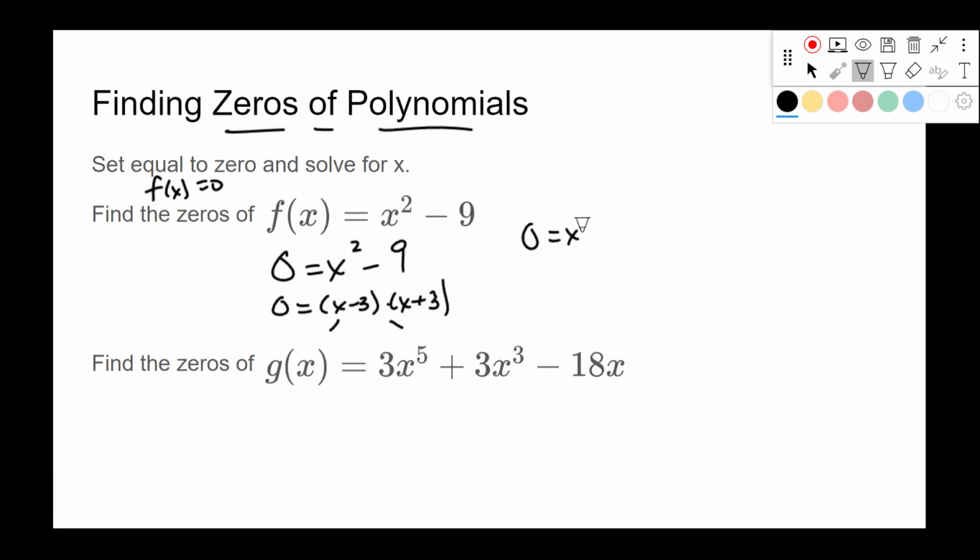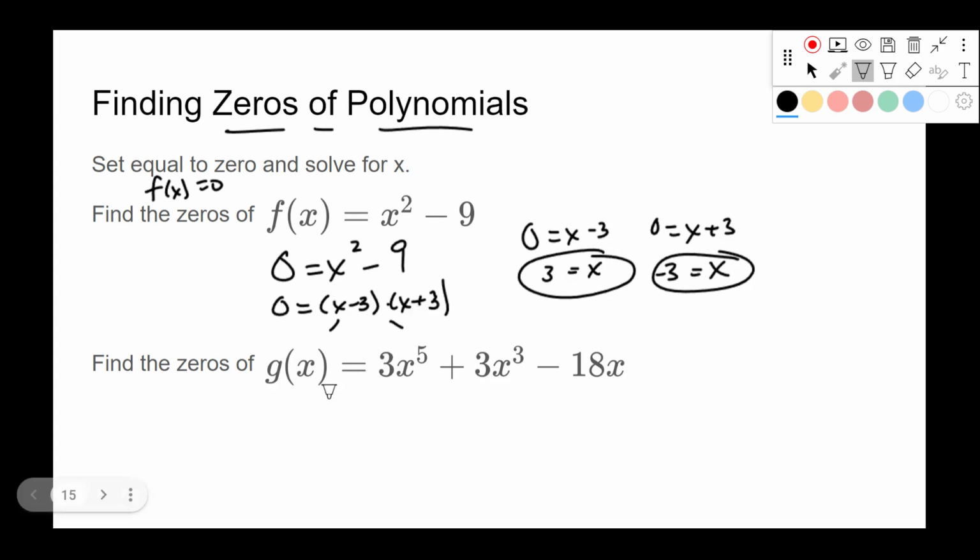We have 0 equals x minus 3. 0 equals x plus 3. We get x equals negative 3. We get x equals 3. So this has two zeros. These are the zeros right here. x equals 3, x equals negative 3. There are two zeros, and this is degree 2. So it had as many x-intercepts as it possibly could, this function did.